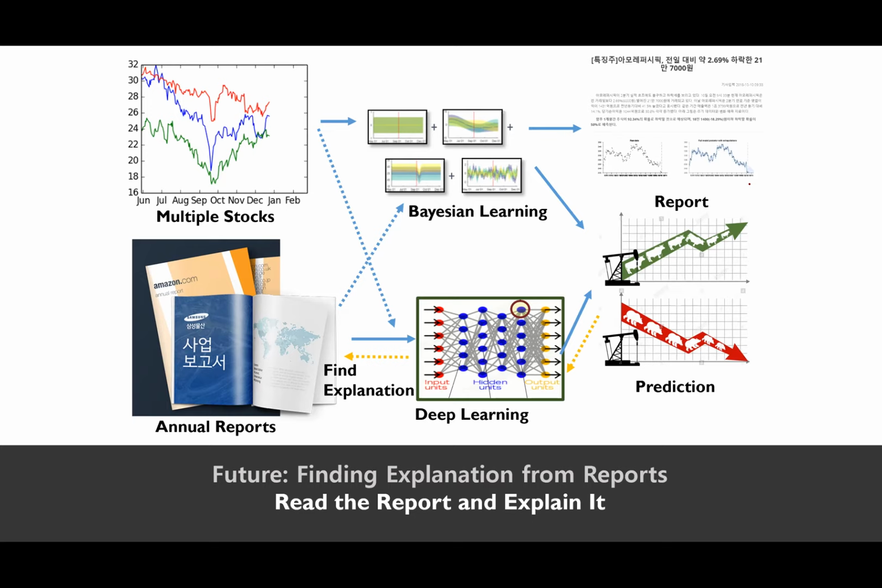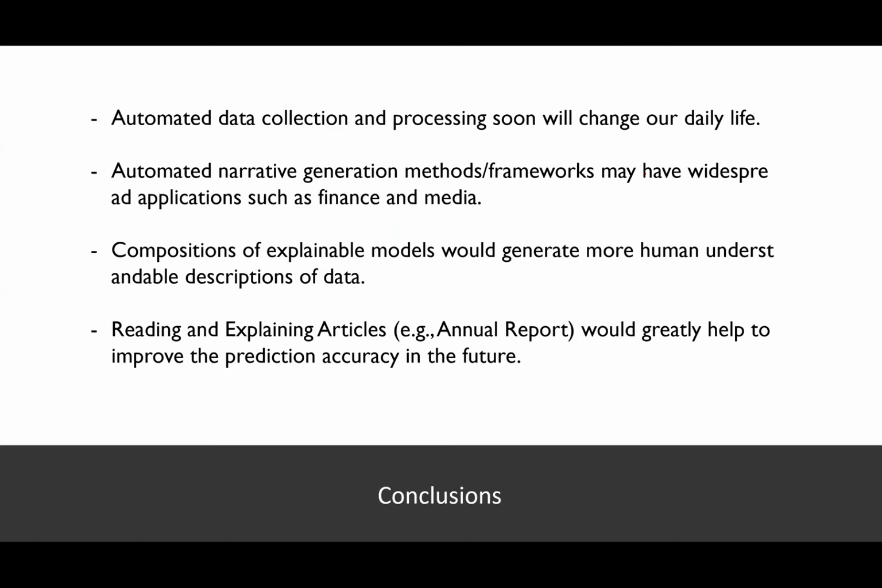So here is the conclusion for the third section. Automated data collection and processing will soon change our daily life, and I believe that. Automated narrative generation methods may have widespread application. The composition of explainable methods would generate more human-understandable descriptions of data, with deep neural network explanation. Even if we don't go through the reading and explaining ourselves, this will also be helpful.